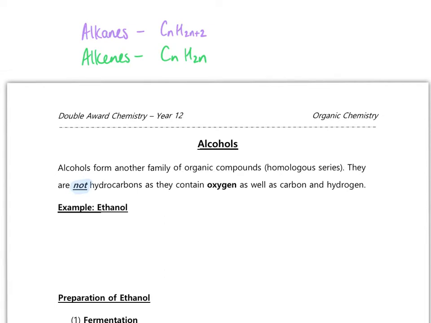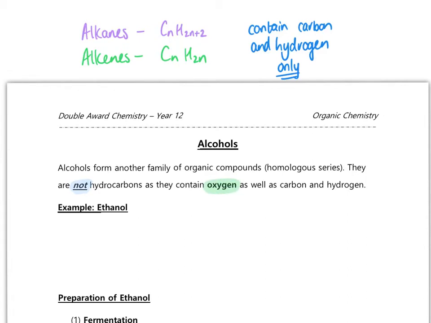So why were they hydrocarbons? Well, they were hydrocarbons because they contained hydrogen and carbon only. So we'll see with alcohols that they also contain carbon and hydrogen, but they are not hydrocarbons because they contain oxygen as well as carbon and hydrogen.